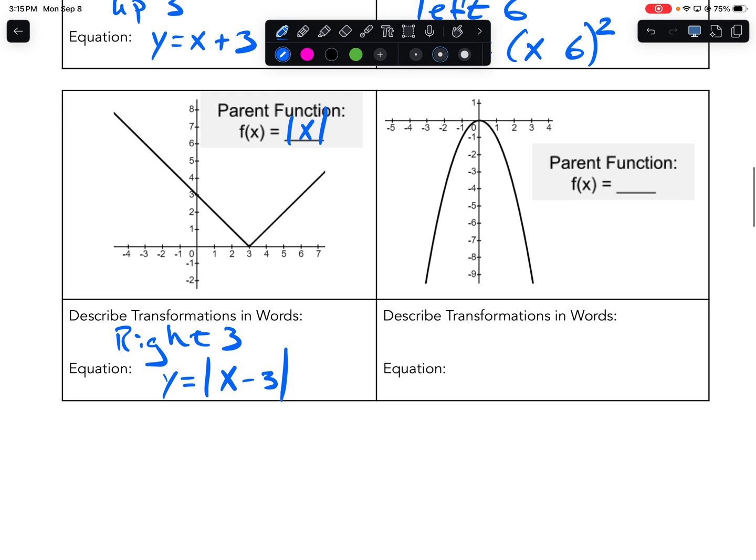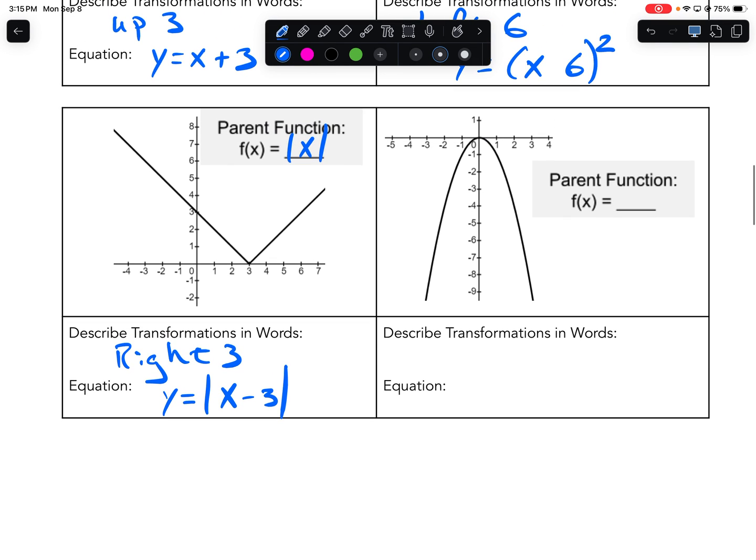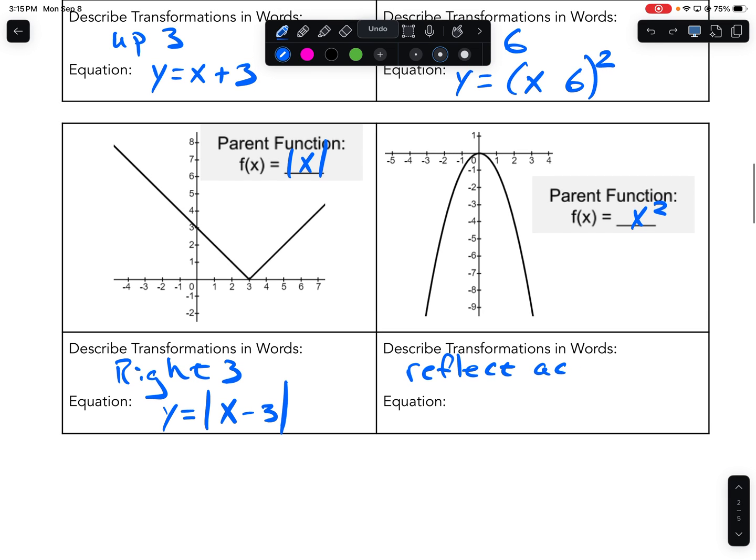Oh, really? You had it right on your paper. That's always annoying. That happens. So here we have x squared. What happened to the function? What happened to the function? Reflect across x-axis. Excellent. I'm just going to say reflect x-axis to save time.